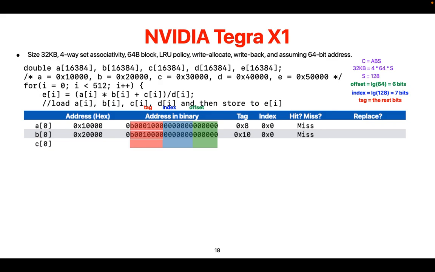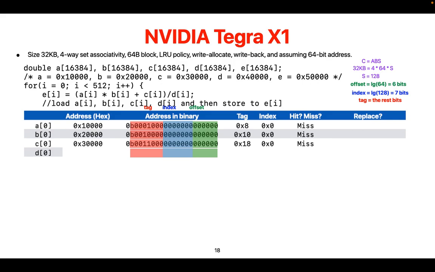Okay, now I have C coming in. What's the address of C0? 30,000. So partition it: tag 18, and index 0. Hit or miss? Miss. But do we need to replace anyone? No. Why not? This is just the third block.